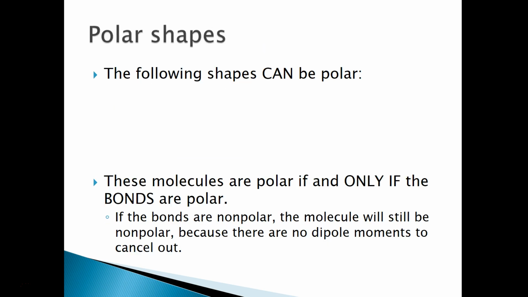Okay, so these shapes will almost always be polar: bent and trigonal pyramidal. Now, the only time these shapes will produce nonpolar molecules is if the bonds are nonpolar. If the bonds are nonpolar, you'll still get a nonpolar molecule because there aren't any dipole moments to cancel out.